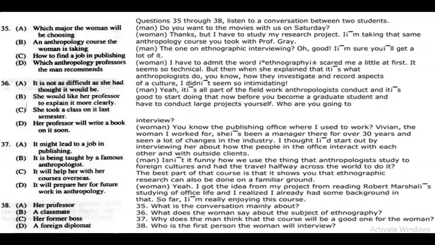I have to admit, the word ethnography scared me a little at first. It seemed so technical. But then when she explained that it's what anthropologists do, how they investigate and record aspects of a culture, it didn't seem so intimidating. Yeah, it's all part of the field work that anthropologists conduct, and it's good to start doing that now before you become a graduate student and have to conduct large projects yourself. Who are you going to interview?